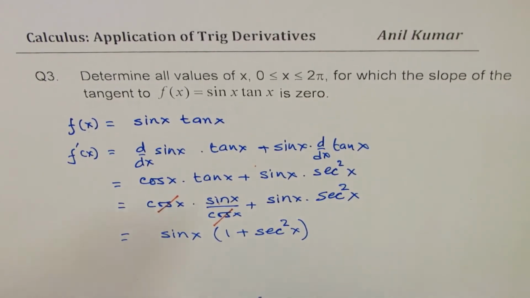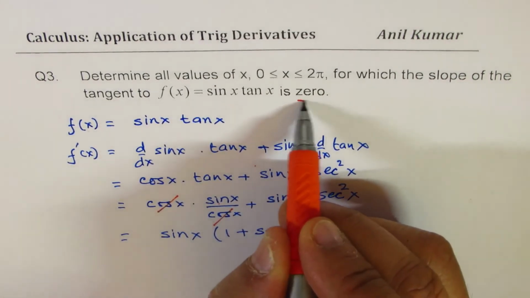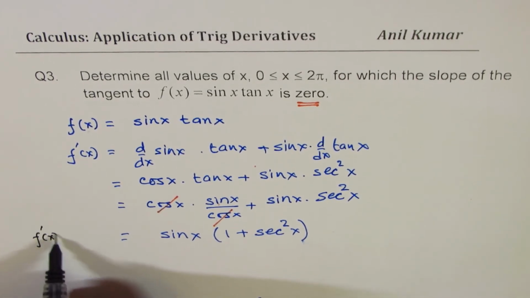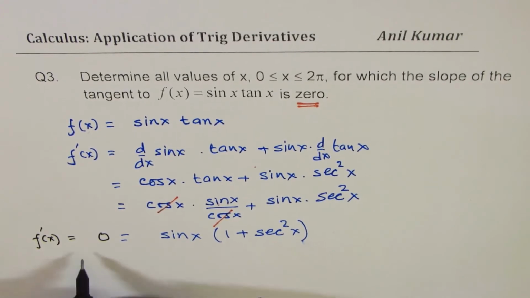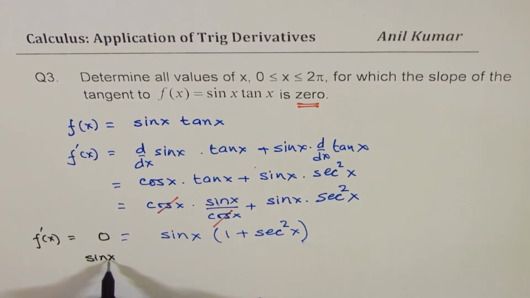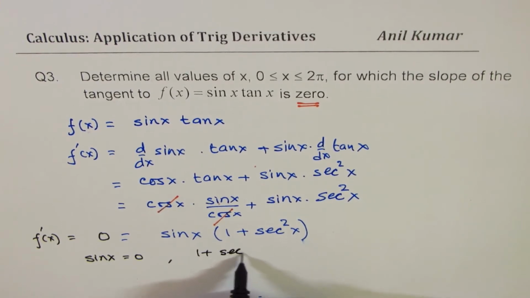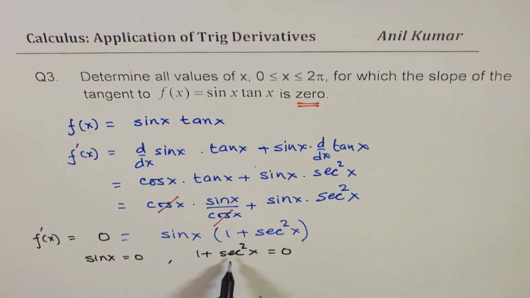Now the condition is for which the slope of the tangent is 0. So the slope is 0. So for f dash x equals 0, this derivative should be 0. That really means that sine x equals 0 or 1 plus secant square x equals 0. Now secant square x will be positive, so we have no solution for this one.